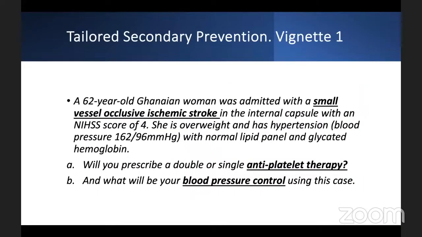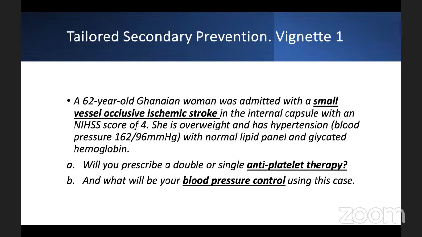So I just want to use some cases to talk about secondary prevention. Now, when we say secondary prevention, we should understand what it means. A person has had a stroke, okay? The person is at risk of developing either a recurrent stroke, coronary artery disease, or other vascular problems. So when somebody develops a stroke, we want to make sure that we put the person on treatments so that we prevent adverse cardiovascular events.